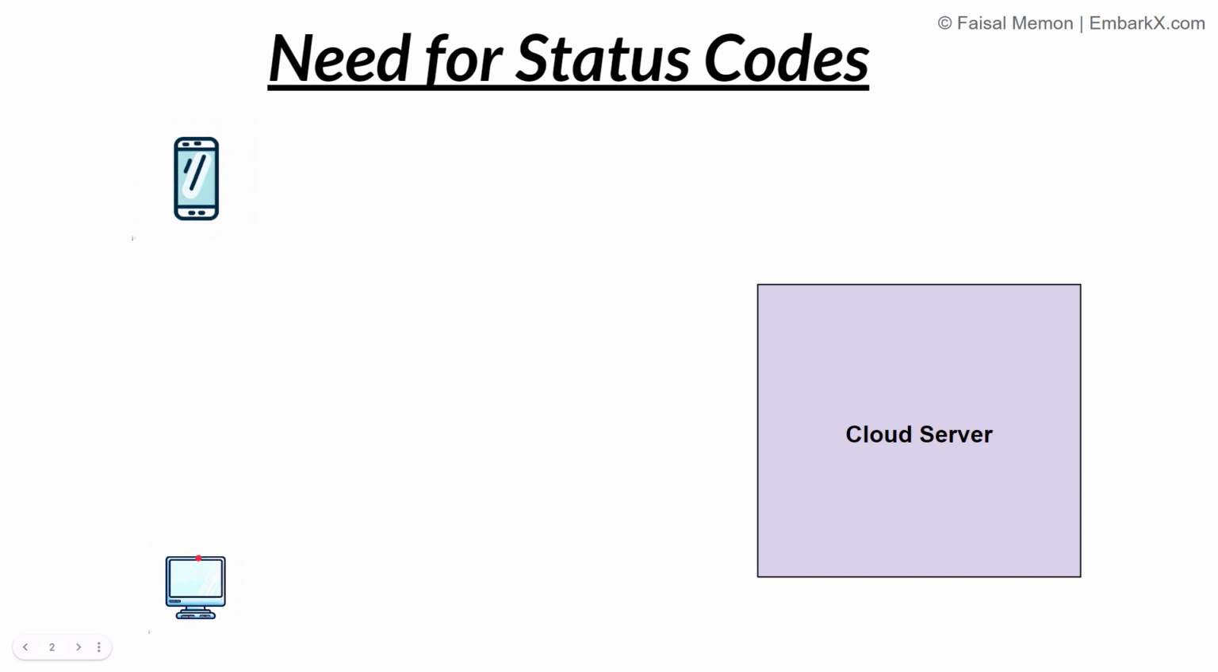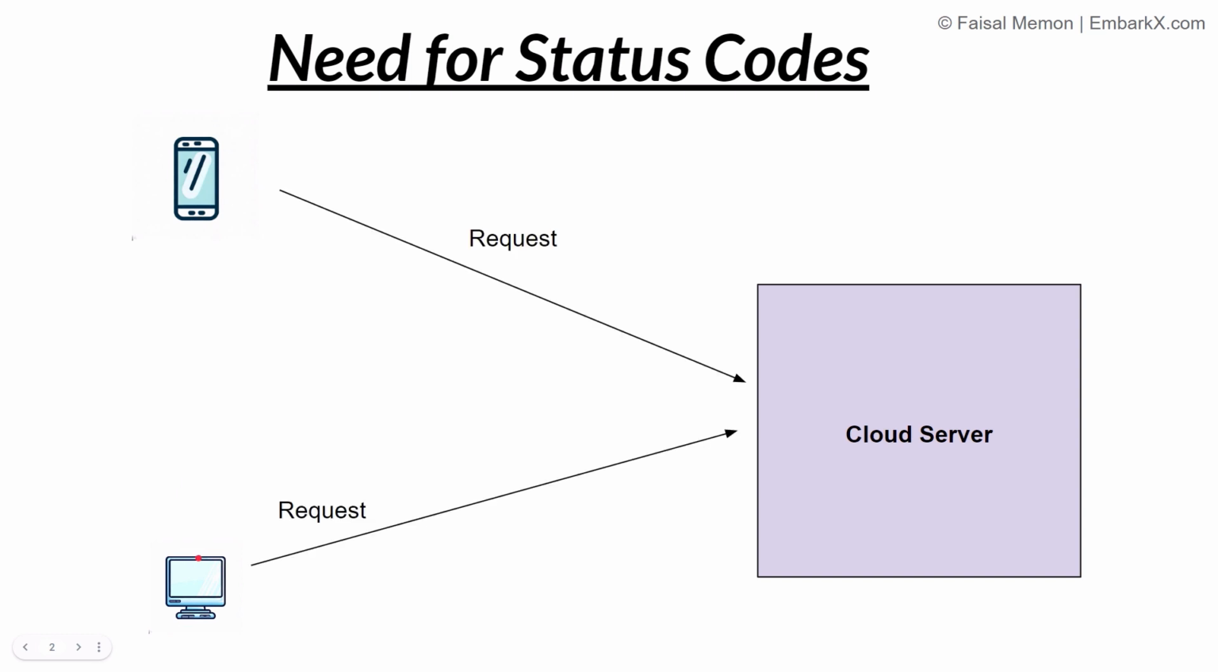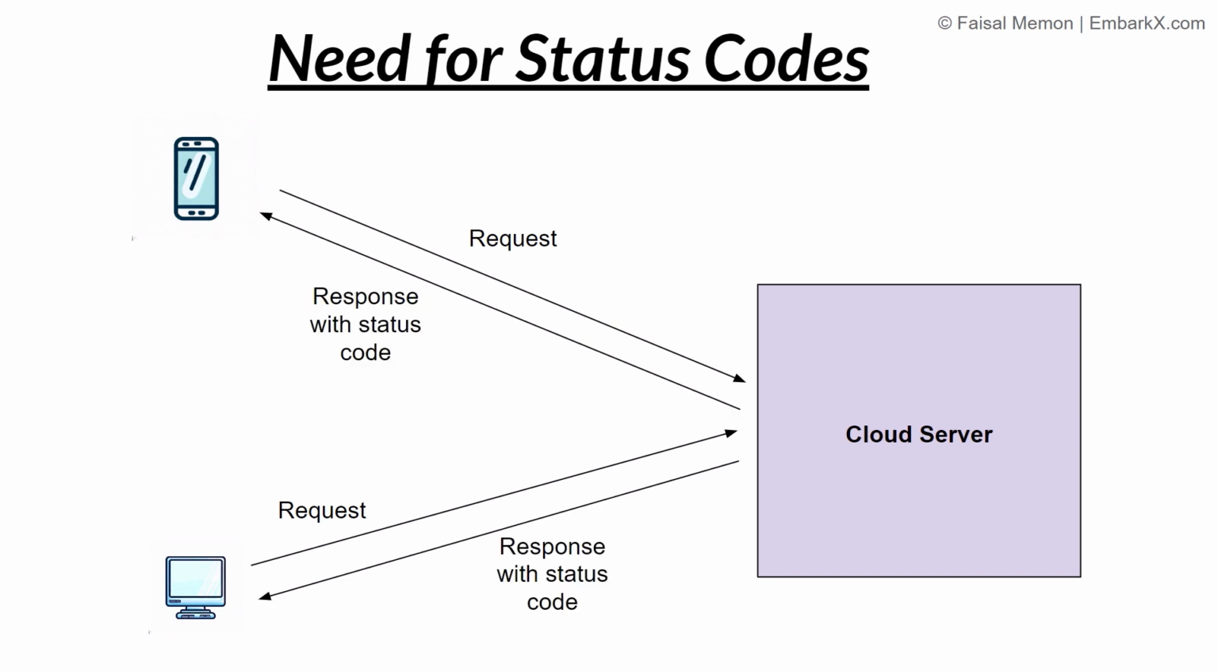Now, when you want to interact, you will send a request to this cloud server. So this request goes to the cloud server and then you expect a response. So you get a response along with the status code. And this code tells you whether it was successful, like the request was successfully processed or it was not. And there are different codes that indicate what happened with your request.